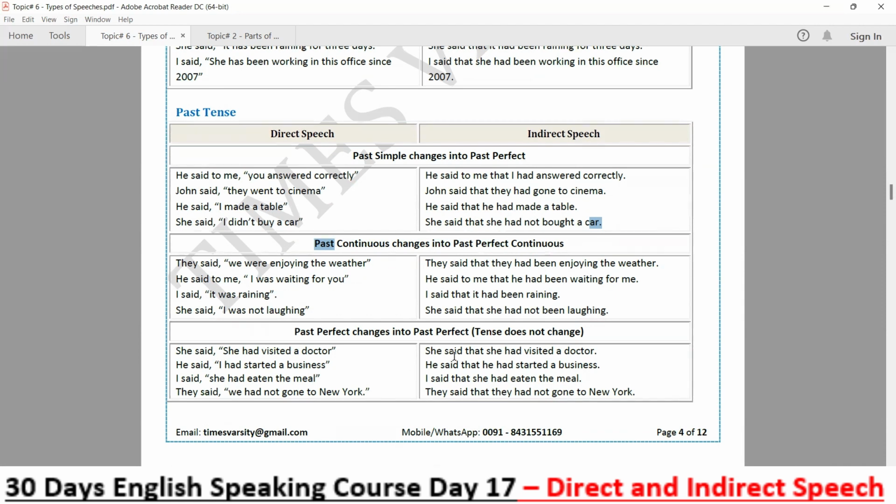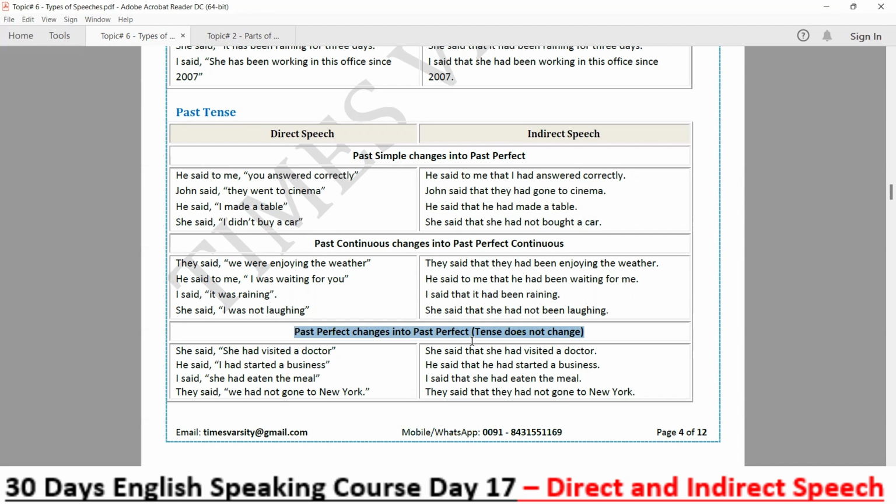So indirect speech: she said that she had visited a doctor. This part of the sentence is in past perfect, so that's why in the indirect speech it is also past perfect. He said, "I had started a business." He said that he had started a business. Past perfect changes to past perfect.